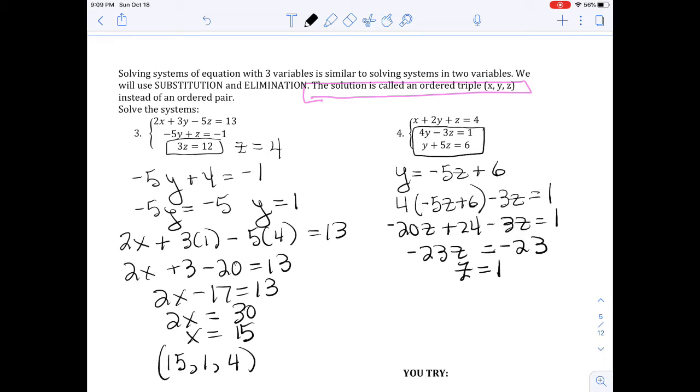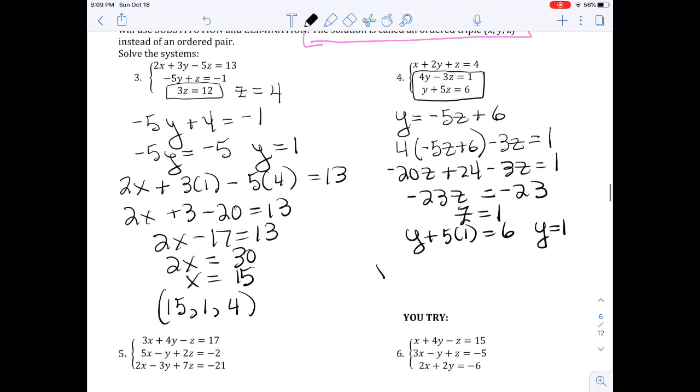Z is a positive 1. Now I can take that and plug it in and solve for y. So y plus 5 times 1 equals 6. So that means y is 1. And then I can go all the way back up to the top equation. X plus 2 times 1 plus 1 equals 4. So x also equals 1. And so the solution to my system is 1, 1, 1.